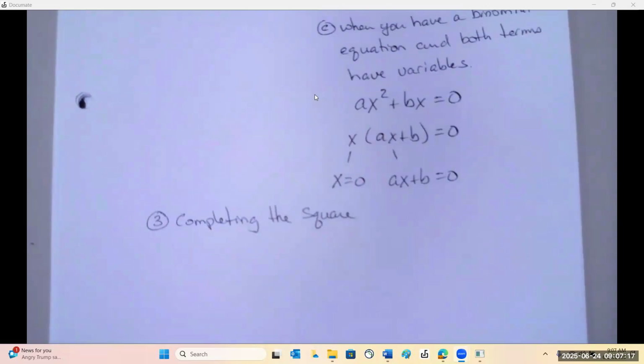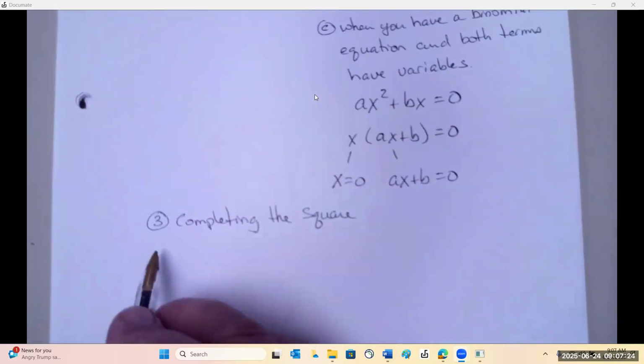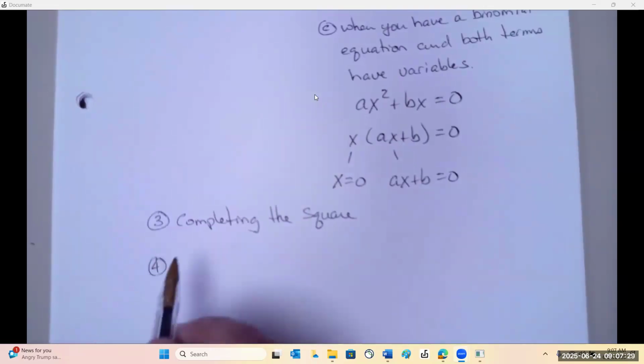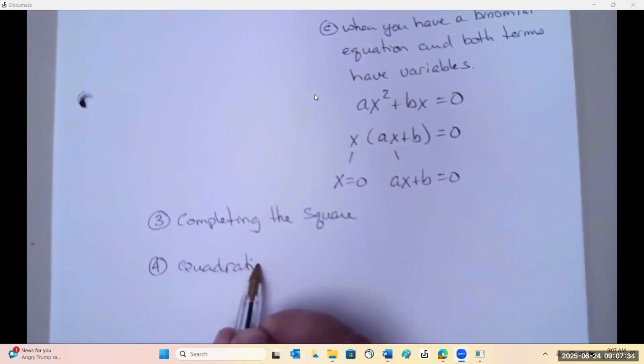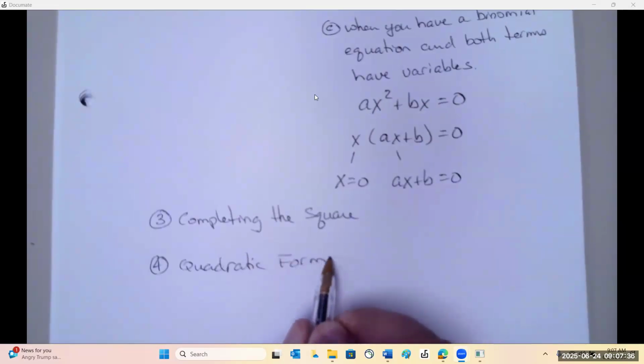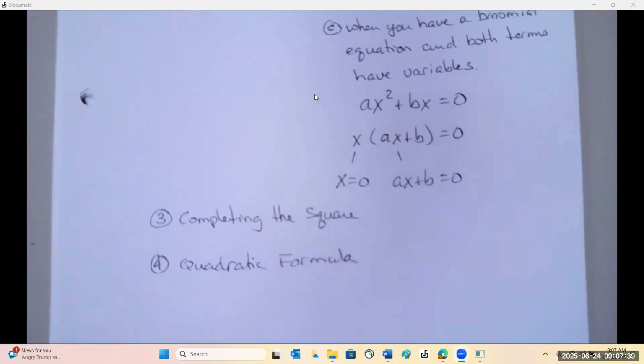And that's a whole process in itself. It's a mechanical process. And then we ended up talking about the quadratic formula, which always works. Completing the square and the quadratic formula always work. It's just that the quadratic formula is a lot easier because all it is, is plug and play.